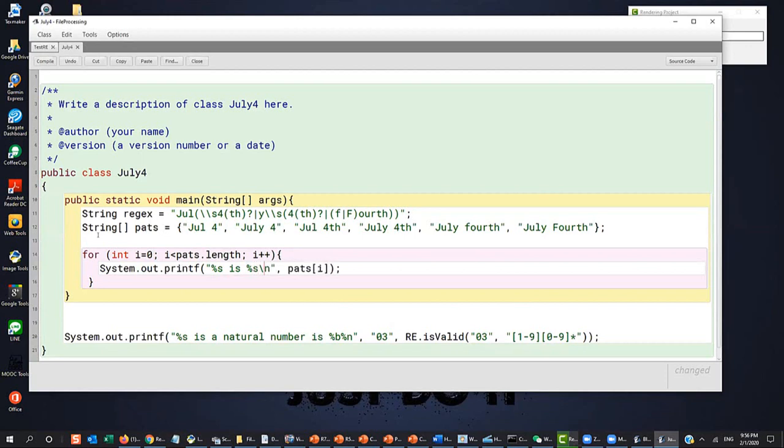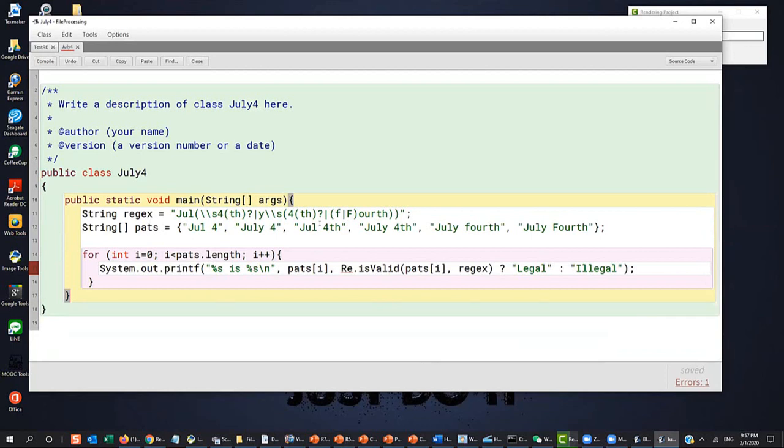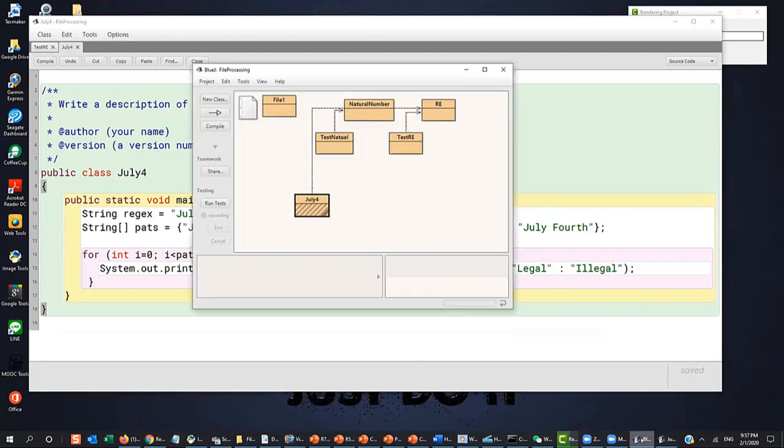is okay, percent boolean, string, okay, so here I have a comma, okay, and then we do this one, we do RE that is valid, okay, and then put in here your patterns i, okay, and here you comma, right, comma, and then here you put your regex over here, right, and question mark. If yes is legal, if no, that will give me your legal. It's okay. Okay. Okay, and this one. Let's see, RE, okay, this one should be R capital E, right? Our class is called R capital E.